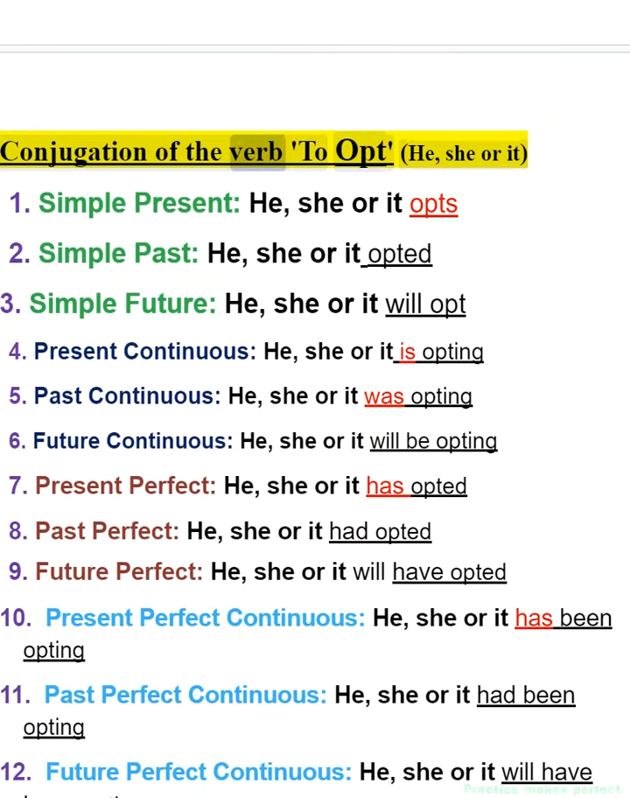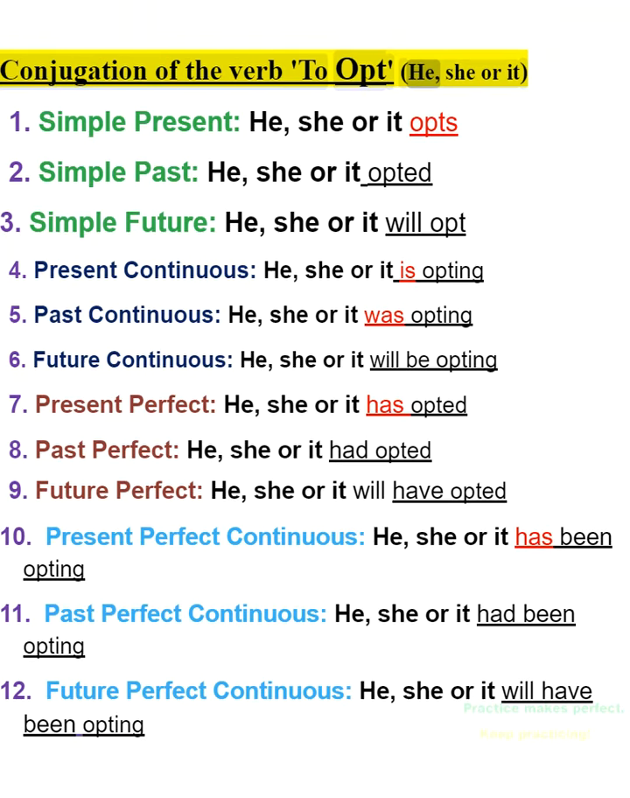Conjugation of the verb to opt. He, she or it. 1. Simple present. He, she or it opts. 2. Simple past. He, she or it opted. 3. Simple future. He, she or it will opt.